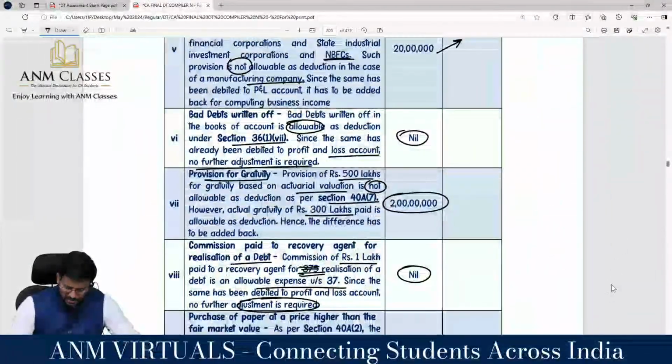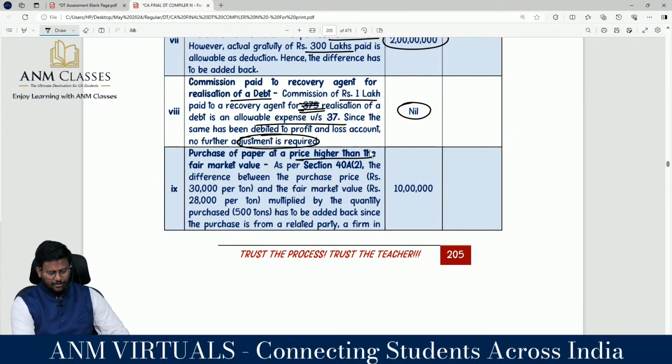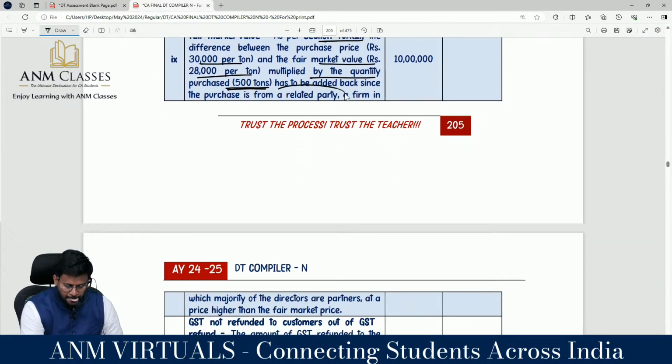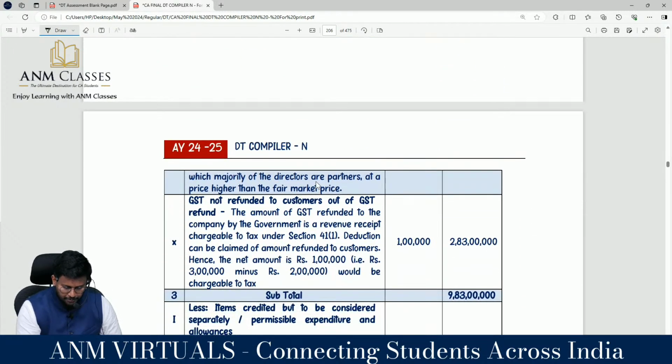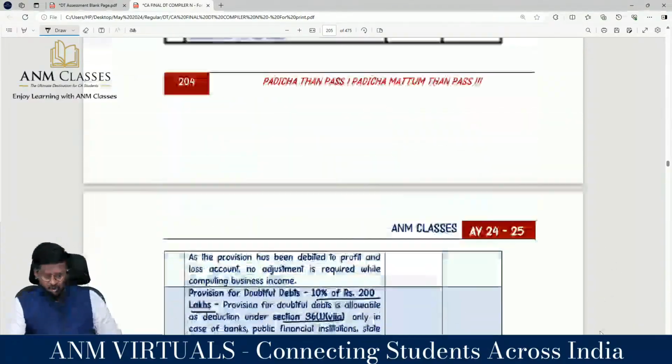That is the next adjustment. 10 lakh should be added back. Purchase of paper at a price higher than the fair market value as per 40A subsection 2. The difference between the purchase price of 30,000 per ton and the fair market value of 28,000 per ton, multiplied by the quantity purchased, 500 ton, has to be added back, since the purchase is from a firm in which the majority of the directors are partners, at a price higher than the market value. That's what the 10 lakh is all about. Right?